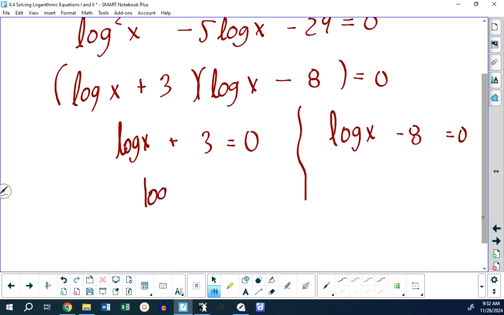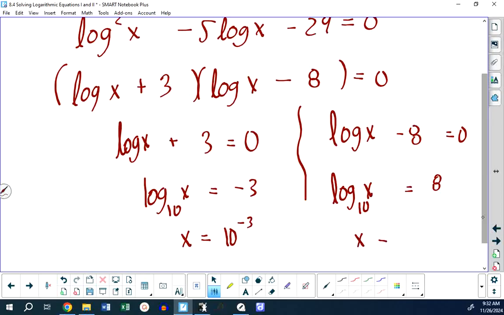So log of x is equal to negative 3. Log of x is equal to positive 8. These are base 10 logarithms. So all we have to do to finish the question is write them both in exponential form and get x equals 10 to the negative 3, x equals 10 to the 8. And 10 to the negative 3 is 1 over 10 to the 3. It's a positive number.